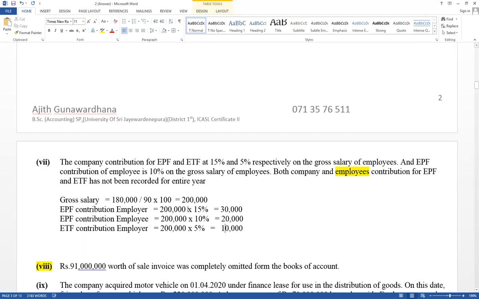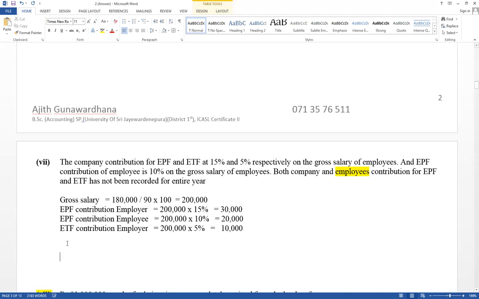Now think how to record in the ledger accounts. Salary available, trial balance also. Normally, you have to prepare 5 ledger accounts: salary accounts, EPF expense account and EPF payable accounts, ETF expense account as well as ETF payable accounts.